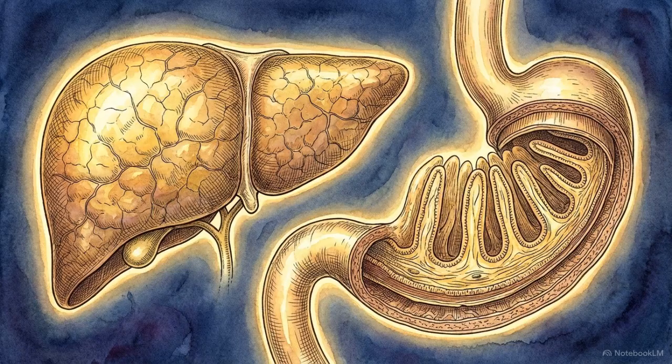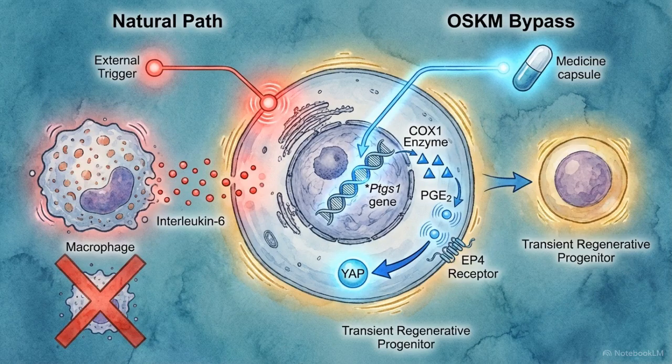This is a sharp contrast to highly competent organs like the liver and intestine, which are naturally regenerative. In these tissues, severe injury naturally forces mature cells to de-differentiate into transient regenerative progenitors, or revival stem cells, to rebuild the organ. Under normal conditions, shown on the left, immune cells like macrophages trigger this de-differentiation by secreting inflammatory signals such as interleukin-6. However, partial reprogramming follows the bypass pathway on the right. It reaches the same regenerative state without requiring any external inflammatory trigger.